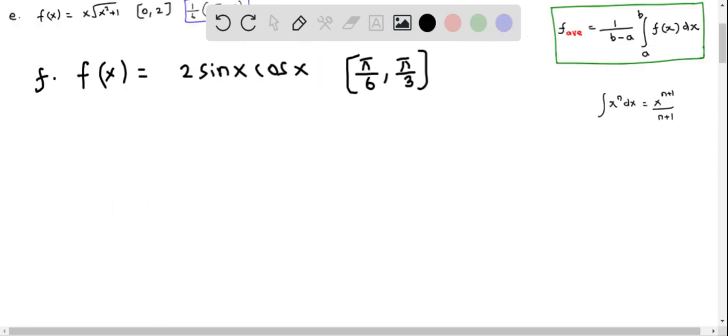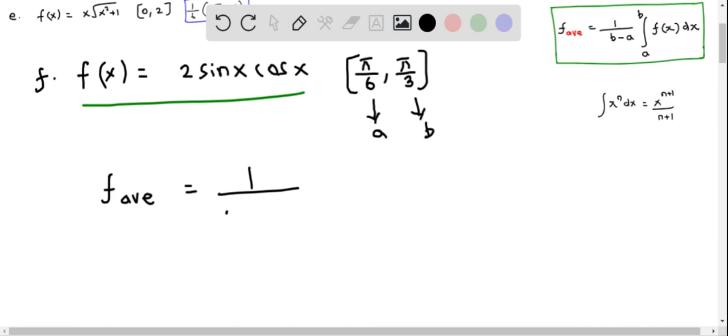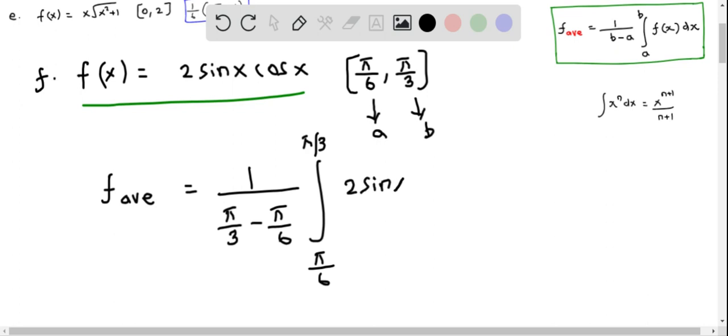We now find the average value of the function f of x equals 2 sin x cos x in the interval pi by 6 to pi by 3. So here we have a equals pi by 6 and b equals pi by 3. Therefore f average equals 1 over b minus a, that is 1 over pi by 3 minus pi by 6, integrated within the limits a to b, that is pi by 6 to pi by 3, f of x dx, that is 2 sin x cos x dx.